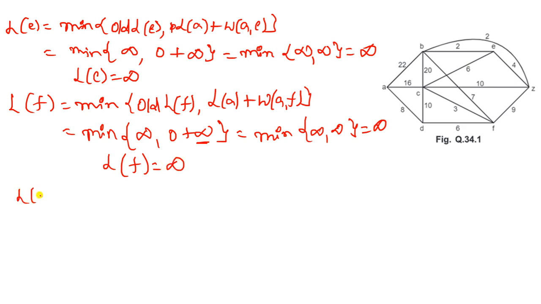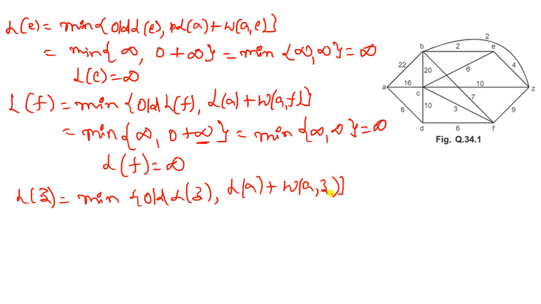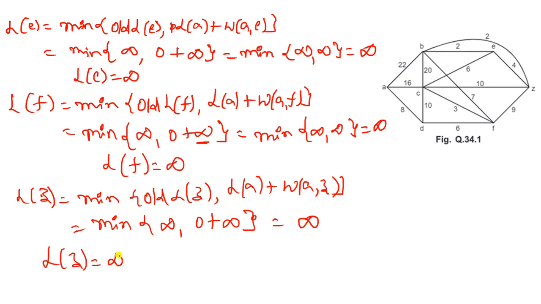And next length of the last one, Z. So same, minimum of old L of Z value comma L of A plus weight A comma Z. Okay, then minimum of infinity comma 0 plus, same, check is there a path existing between A to Z? No, so it is the infinity value. So from this also we get infinity, then the length of Z is equal to infinity. So we travelled B, C, D, A, E, F, Z.